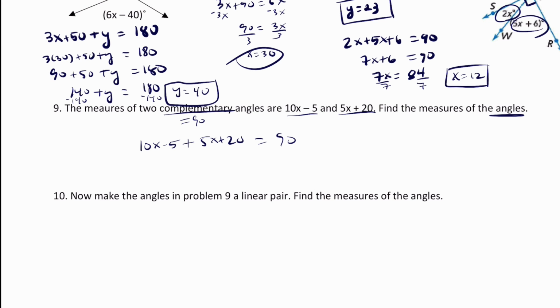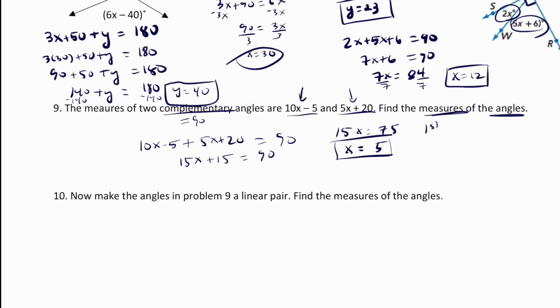This is really, really basic. So I have 15x plus 15, which is equal to 90. Therefore, I get 15x equals 75, right? Therefore, x is equal to 5. But it says find the measure of the angles. I'm not necessarily looking for x. I'm looking for what the first angle is, and what the second angle is.